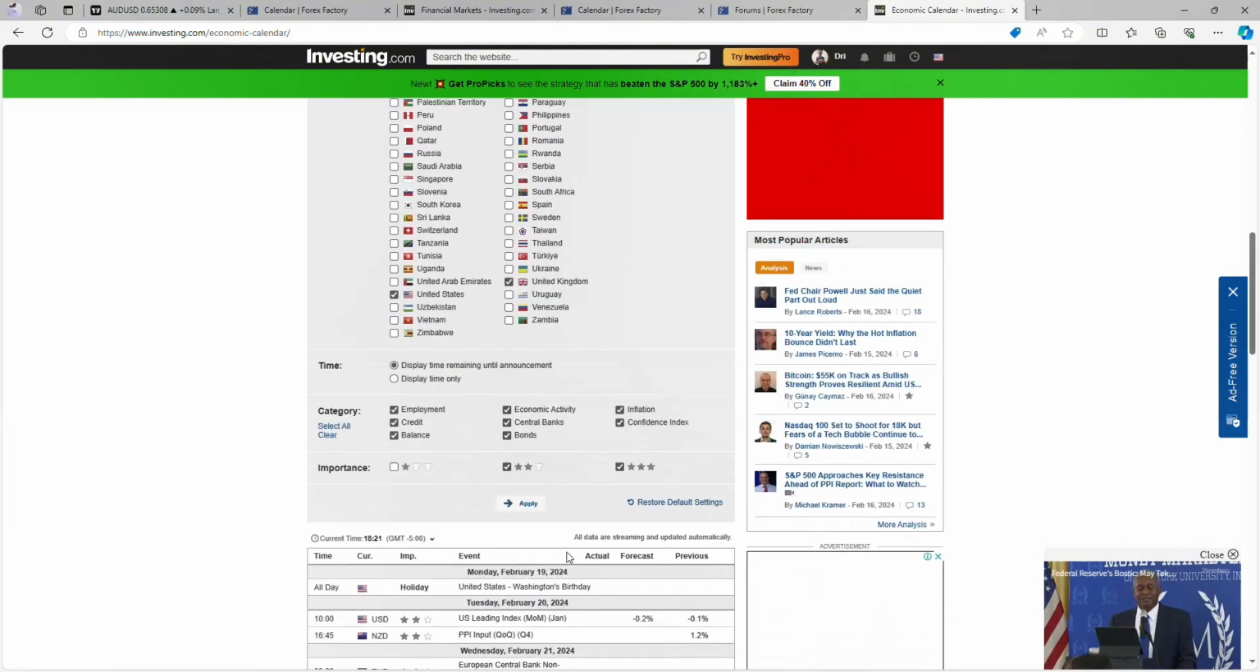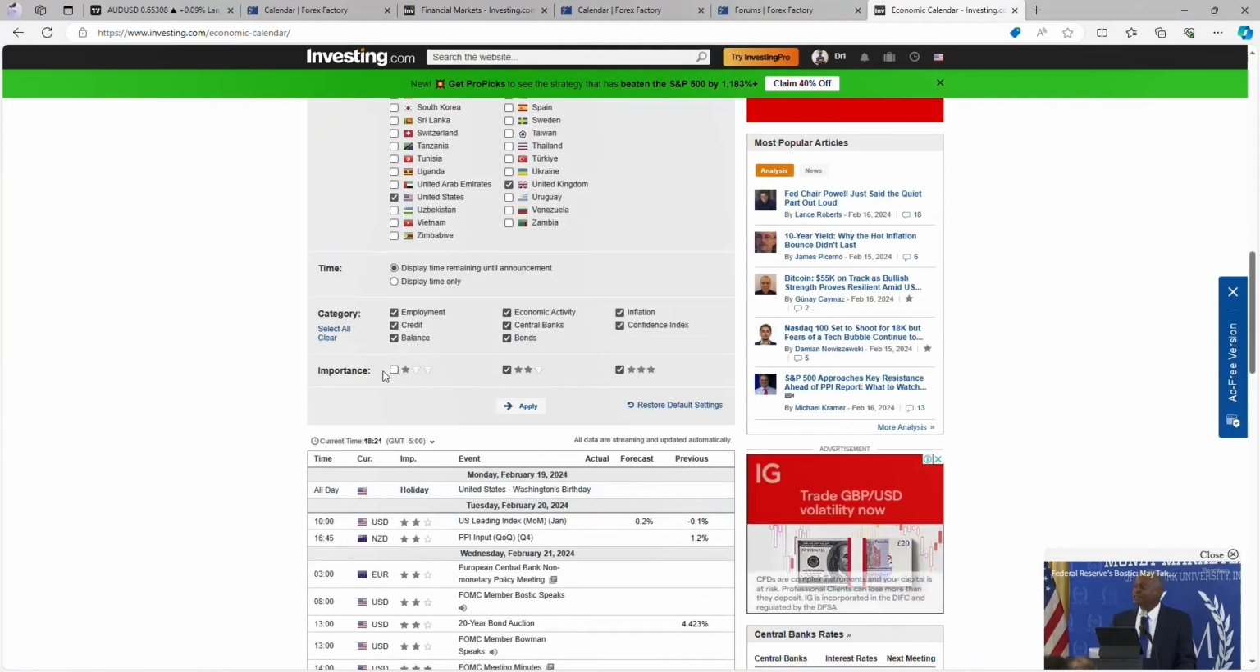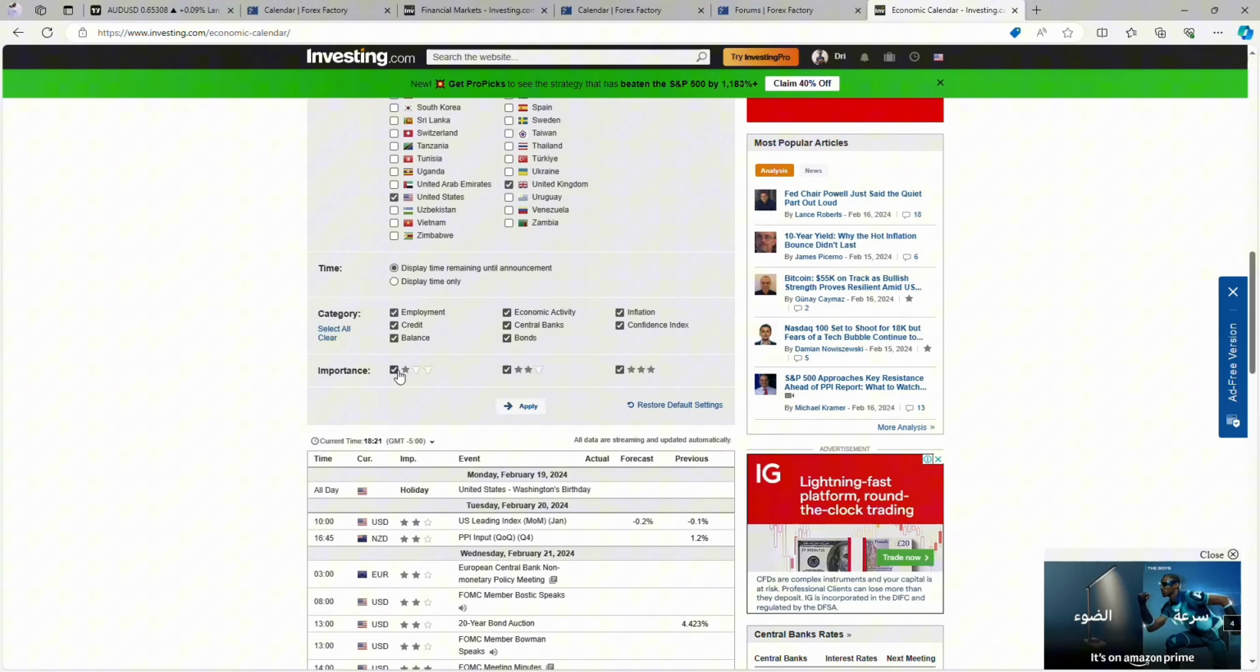Now you come down here, you look at the impact. This is the impact, the importance. This one is low impact. This one is medium, 2 stars. This one is high impact with 3 stars. We don't want the low impact on, so we are going to untick it. You're only going to tick these 2 stars, which is the medium and the high impact, and then we are going to click on apply.